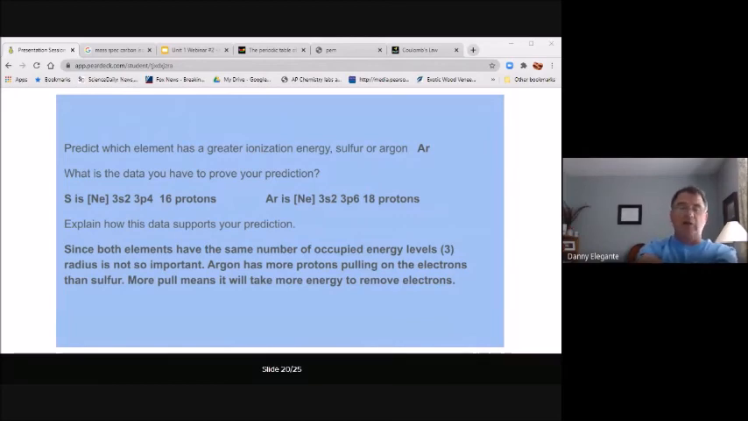Leaving out any part of this would probably mean you don't earn the point. If you just said argon has more protons, that's true. They're asking you to make that one more connection. Can you connect the idea that more pull means a greater ionization energy, because more pull means it takes more energy to remove them? So that's the kind of thing you're going to want to frame your answers in.